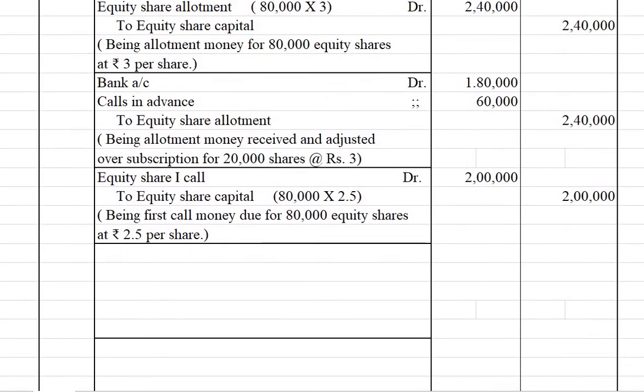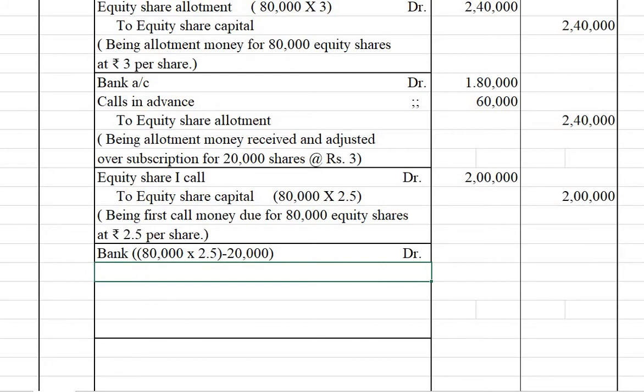Bank account debtor. How much? 80,000 into 2.5 we had to get, but out of that 20,000 we already received and adjusted. So how much? 1,80,000 only. Out of this 2 lakh, 1,80,000 only, and the remaining 20,000 we will transfer from calls in advance.